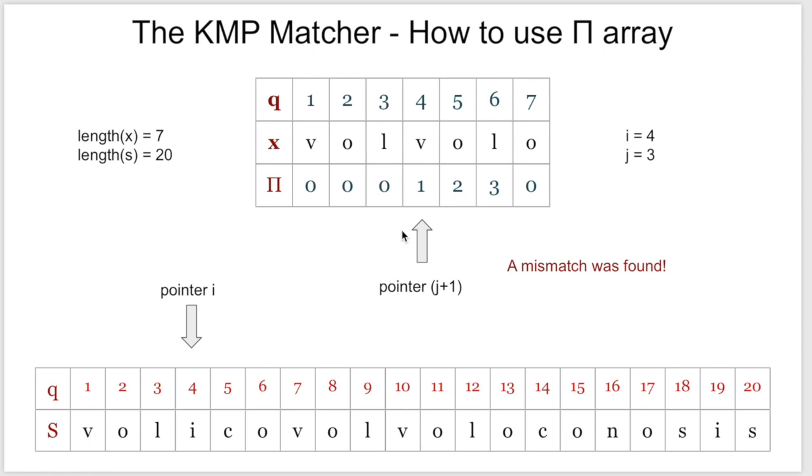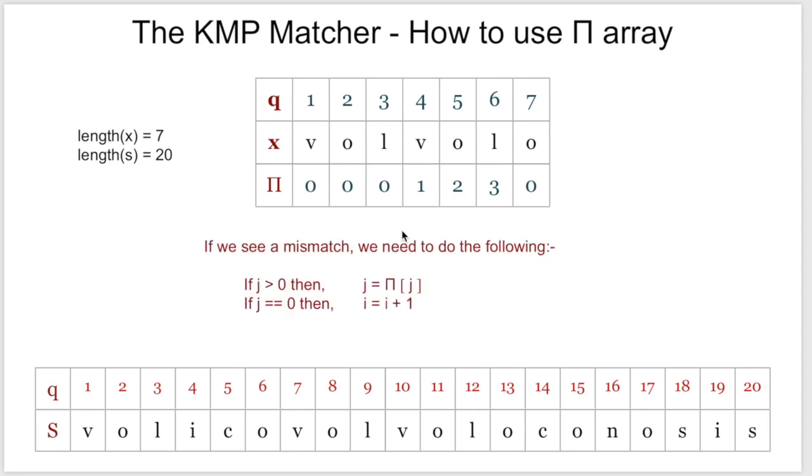In this case, I would like to take one of two decisions, as you can see on your screen. If my j, that is the pointer on the pattern, is greater than 0, that is j plus 1 is greater than 1, then I would reset my j to the prefix array value of j. Otherwise, if my j is 0, that is my j plus 1 pointer is at the very first index in the pi array, then I would increment i plus 1. Hence, I would move forward with my pointer in the string.